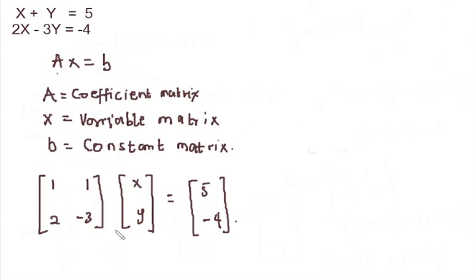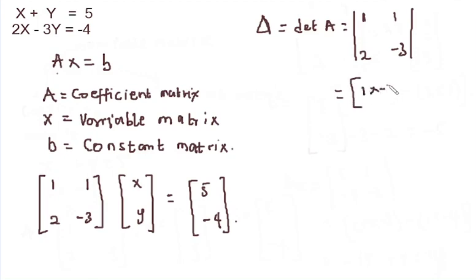The first step in Cramer's rule is to take the determinant of the coefficient matrix. I'll be taking the determinant of matrix A, and I'll call this determinant delta. Matrix A is 1, 1, 2, minus 3. The determinant is 1 times minus 3, minus 1 times 2. So 1 times minus 3 is minus 3, minus 1 times 2 is 2, which is equal to minus 5. Basically, delta is equal to minus 5.